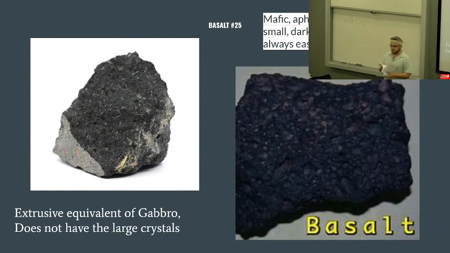Next, we have basalt. Basalt is the chemical equivalent of gabbro, so it is a mafic rock as well. The only difference between basalt and gabbro is that basalt is an aphanitic rock, so that means it is extrusive. It cooled on the surface of the earth. And because of that, it looks darker in color because the lighter crystals didn't have time to form, so oftentimes it is black.